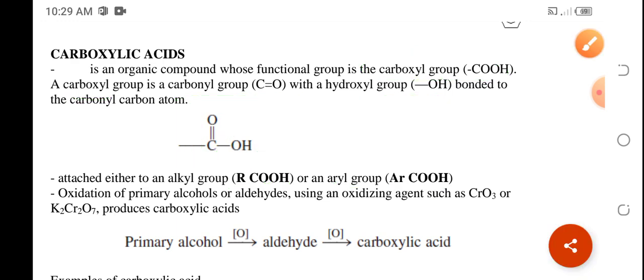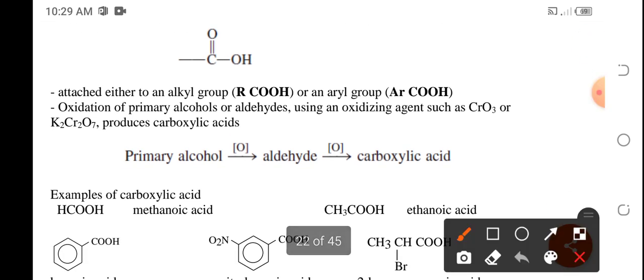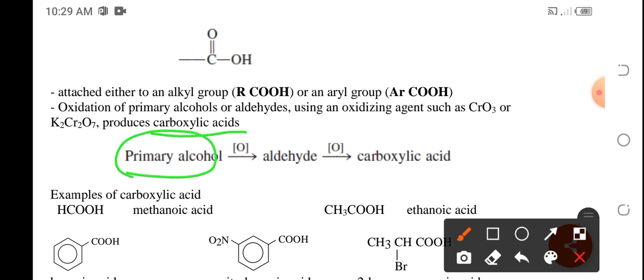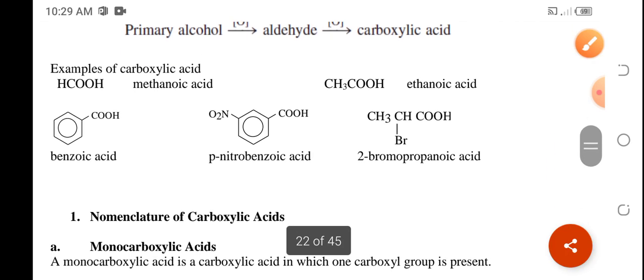Oxidation of primary alcohols and aldehydes using an oxidizing agent will give carboxylic acid. So a primary alcohol will first become an aldehyde, and that aldehyde will be further oxidized to become a carboxylic acid. So that's how you produce carboxylic acids.